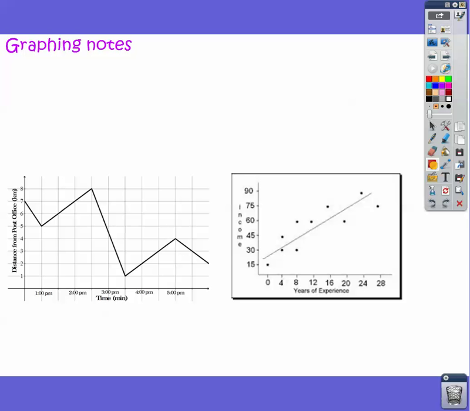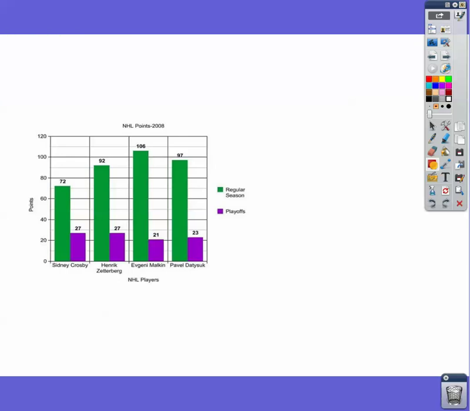Now the next type of graph we need to know about is a bar graph. Bar graphs are usually used with the purpose of comparing information that you collect by counting. So you have categories, not numerical values. Like in this case, it's the number of goals scored by different hockey players. These are not numerical values.